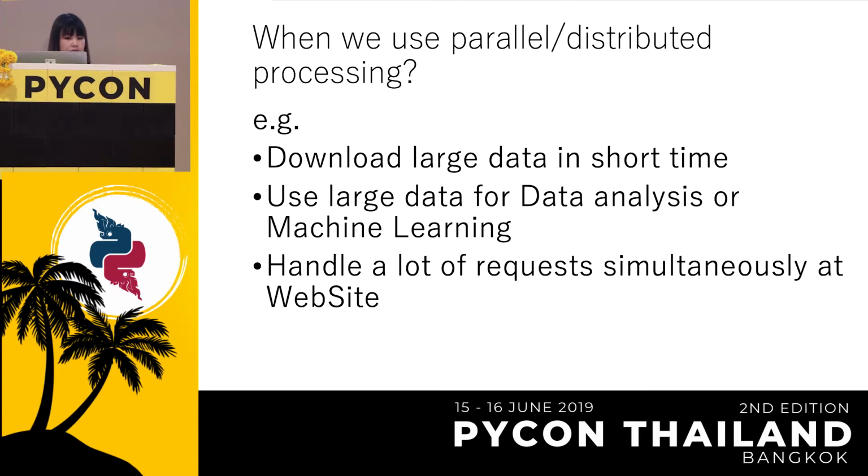So when do we use parallel and distributed processing? For example, first, to download large data from the internet in a short time. Second, to use large data for data analysis or machine learning. Or third, to handle a lot of requests simultaneously at a website.